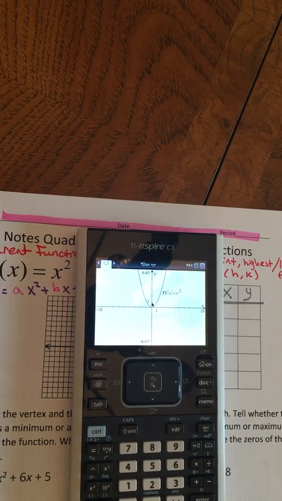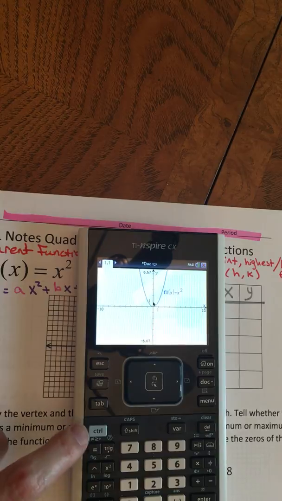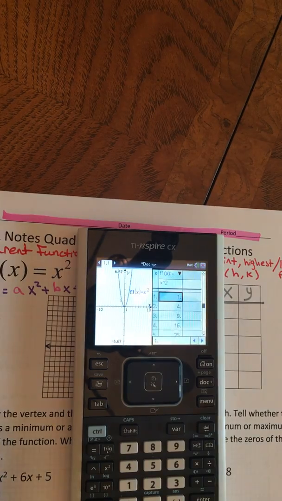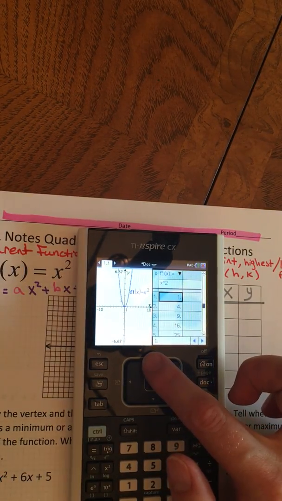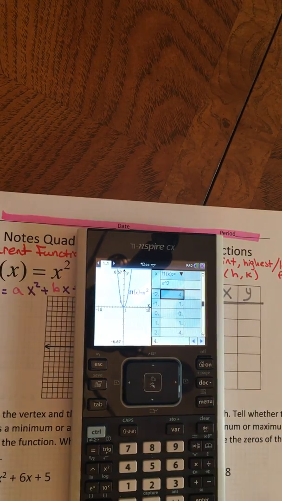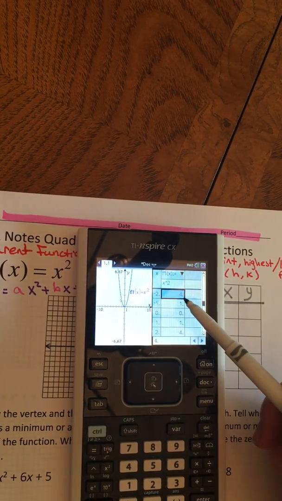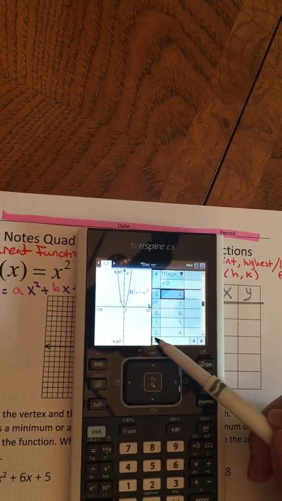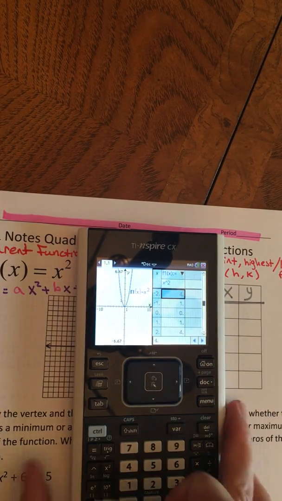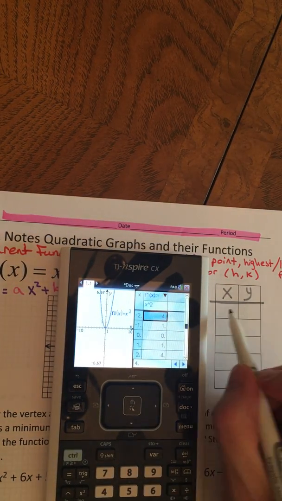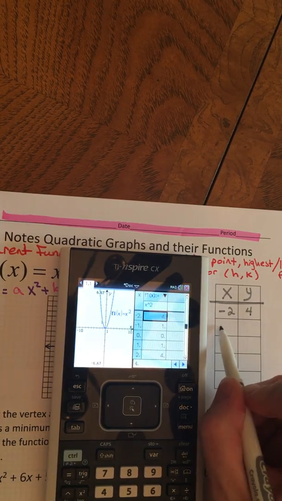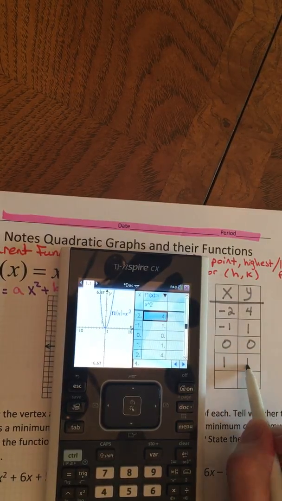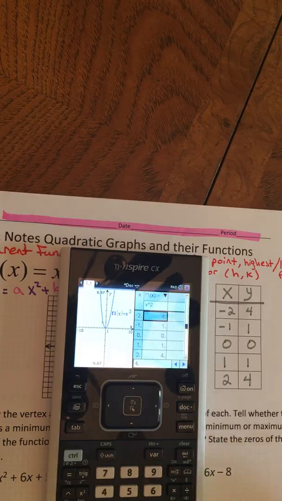In order to get the table of coordinate points, let's push Control, CTL, and the letter T, T for table. And there we are. So now if you arrow up just a few spaces, we see -2 and 4, -1 and 1, 0, 0, 1, 1, 2, and 4. So those will make some very nice symmetric points for our table. -2, 4, -1, 1, 0, 0, 1, 1, 2, 4.